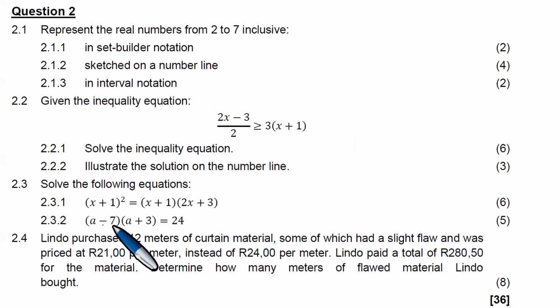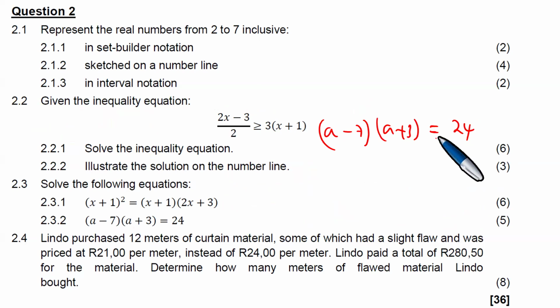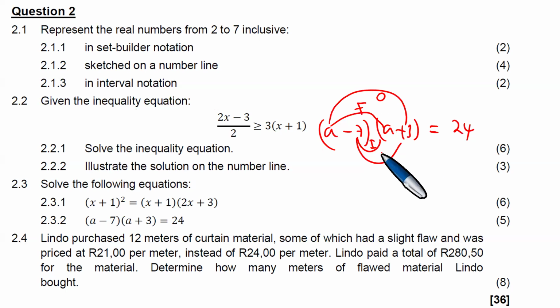On the second one, for instance, the 2.3.2, you have been given (a minus 7)(a plus 3) equals 24. Okay, we do the FOIL, yeah? The first, outers, inners, the last. And this method is called the FOIL method.